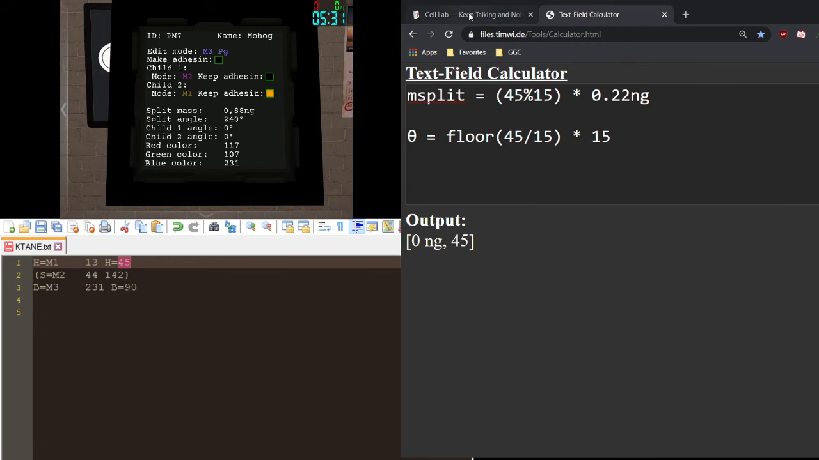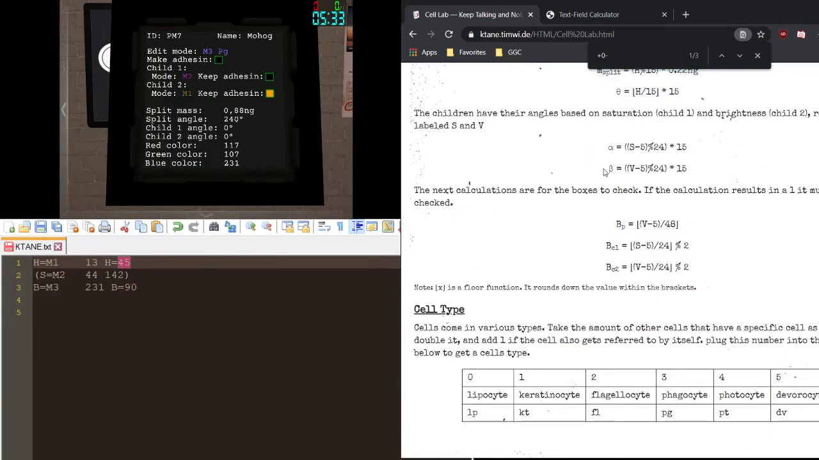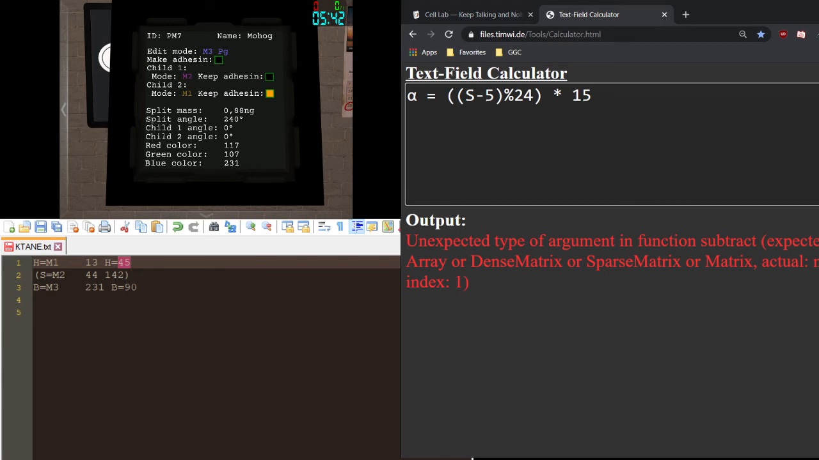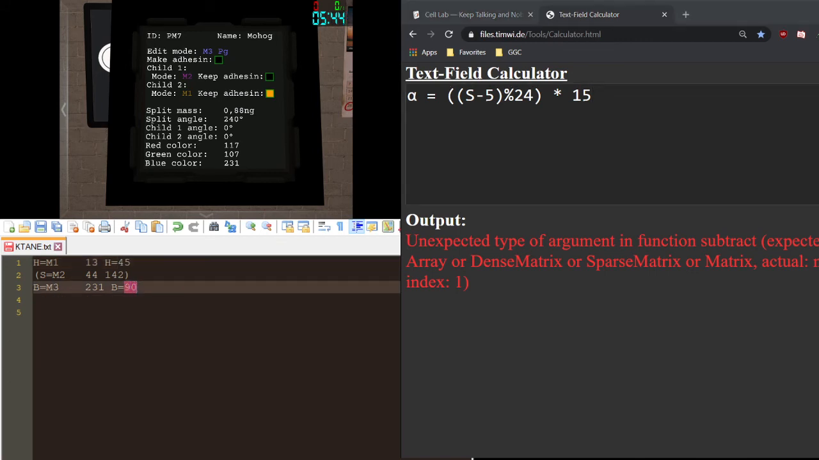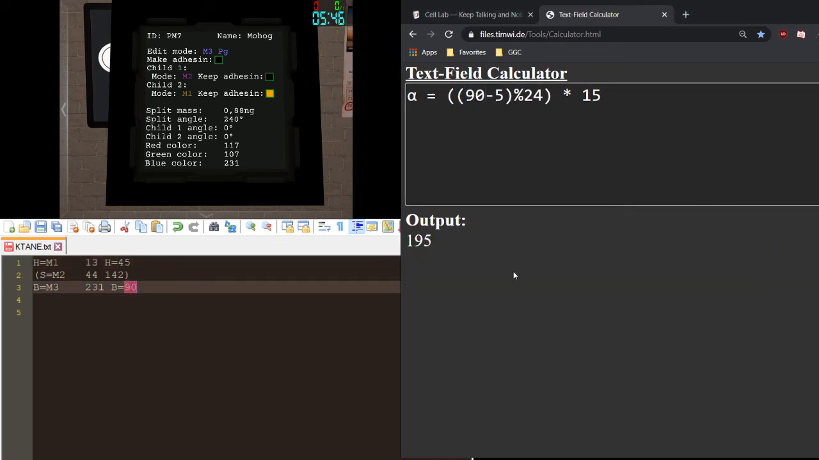Since these two are the same for figuring out child 1 and child 2, it doesn't particularly matter which one you use as long as you just plug in the correct number, which is 90. And 195 corresponds to the child 2 angle for this cell.